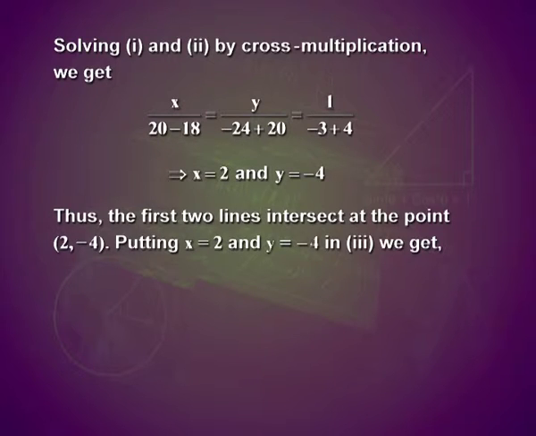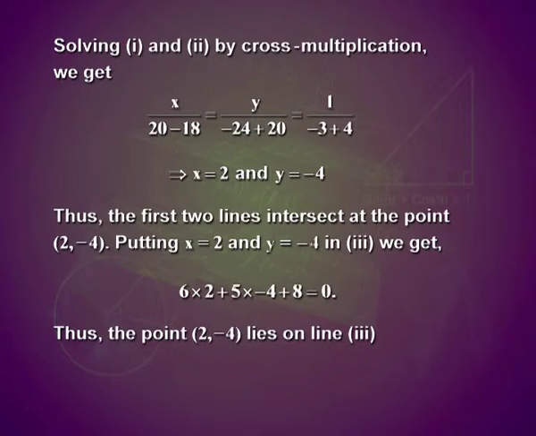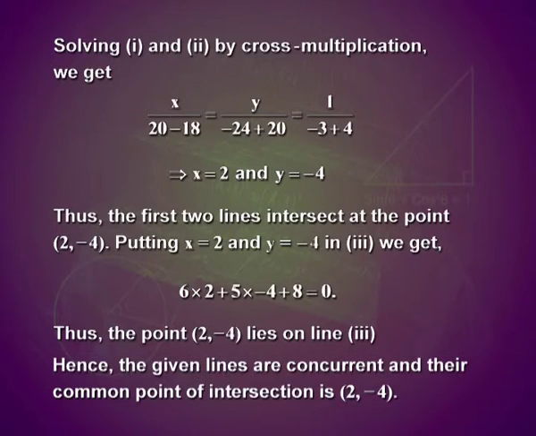Putting x is equal to 2 and y is equal to minus 4 in equation 3, we get 6 into 2 plus 5 into minus 4 plus 8 is equal to 0. Thus, the point 2 comma minus 4 lies on line 3. Hence, the given lines are concurrent and their common point of intersection is 2 comma minus 4.